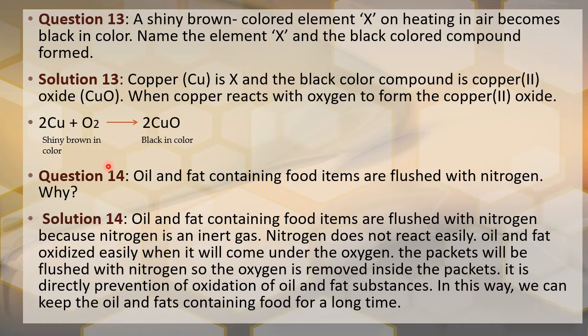Now question number 14. Oil and fat containing food items are flushed with nitrogen. Give reason. This is a clear-cut question from the chapter rancidity. Whenever oils and fats are stored for a long time, they undergo natural oxidation with air. So because of oxidation, they develop an unpleasant odor, which we don't like. Therefore, that oil-containing food will be spoiled.